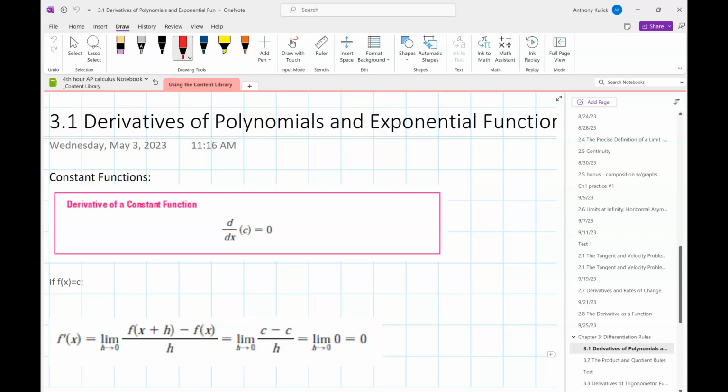All right, so our first derivative shortcut: the derivative of a constant is 0. How do I prove that? I'll go back to the definition of a limit. f of x plus h, if f of x is c, it's just c. f of x is just c. c minus c is 0, limit is 0. Very nice. Should you memorize this? Yes.